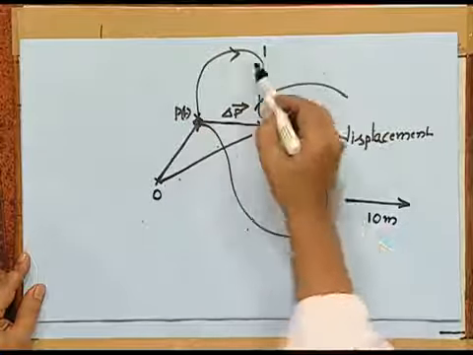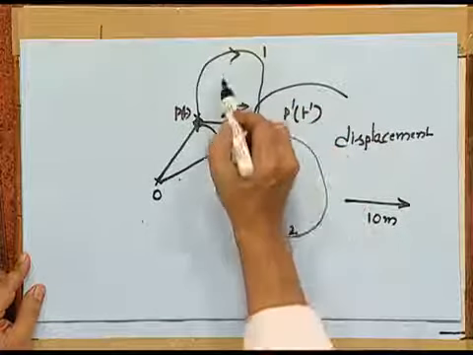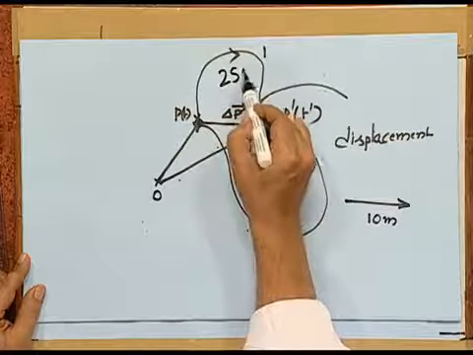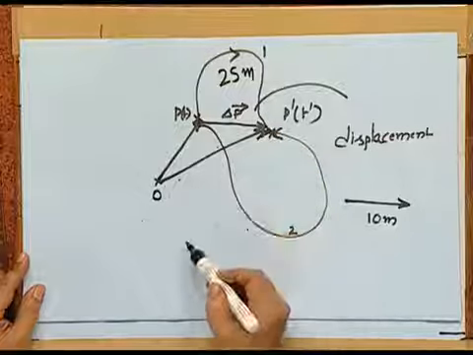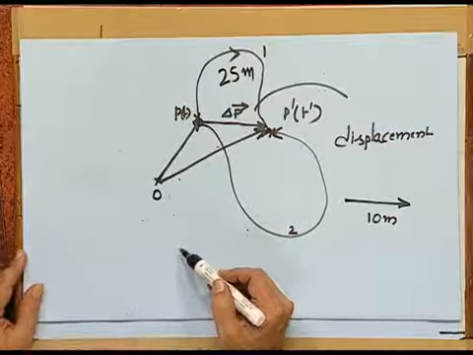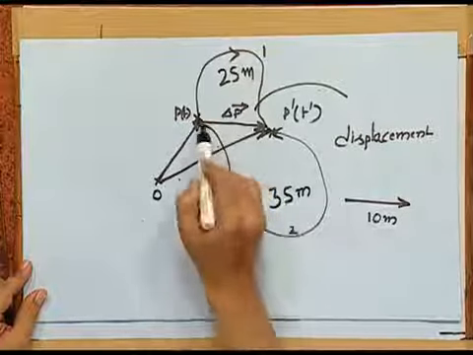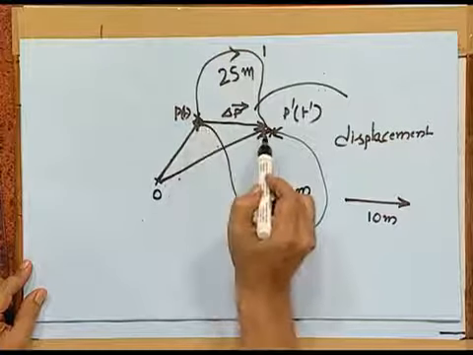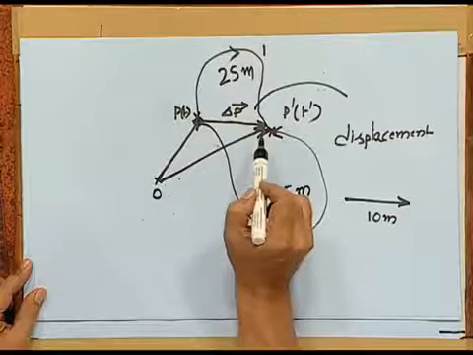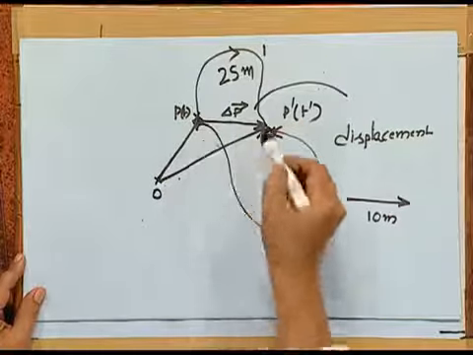Now, if he or she has traveled in path 1 and has traveled, say, 25 meters, 25 meters is called the length of the path, or generally what is called distance. The distance between point P and P dash in path 1 could be 25 meters, in path number 2 it could be 35 meters, but the displacement is only 10 meters in a certain direction, and depends only on the initial and the final point and not the path.